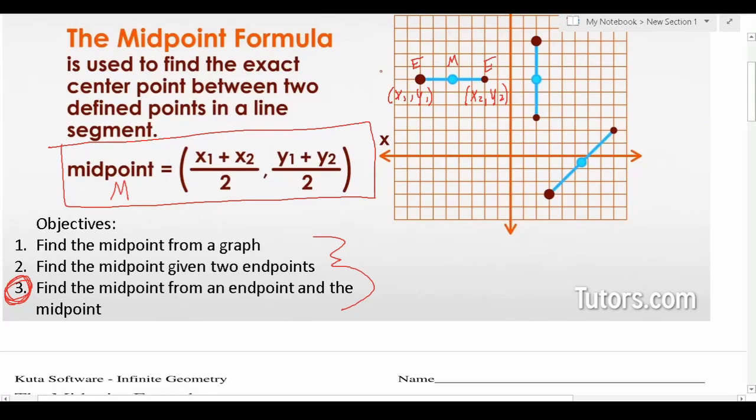Again, on the ASVAB, you're going to have to deal with the midpoint in one of 3 ways. You're going to have to find the midpoint from a graph, the midpoint from 2 endpoints, or the midpoint given an endpoint and its midpoint, all of which I covered in this video.